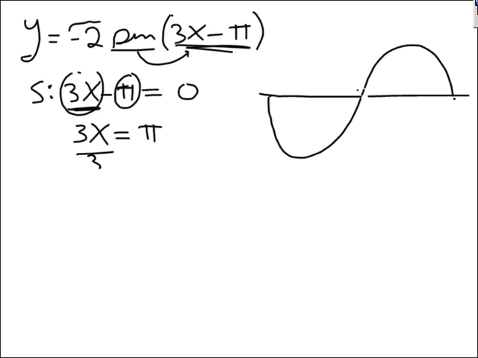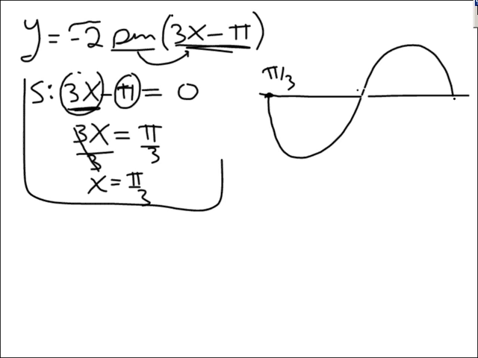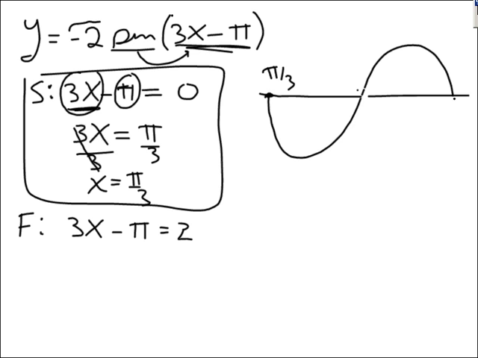Okay, divide by 3 to get x alone. And now we have the start. It's pi over 3. Beautiful. Pi over 3. Done. Now that's for the start. For the finish, you take the angle and you let it equal to 2 pi. Well, I hope you realize that should be 3 pi. 3 pi minus pi is 2 pi. Okay, if you don't want to do it that way, add pi.